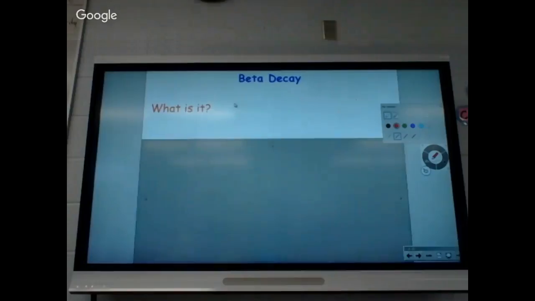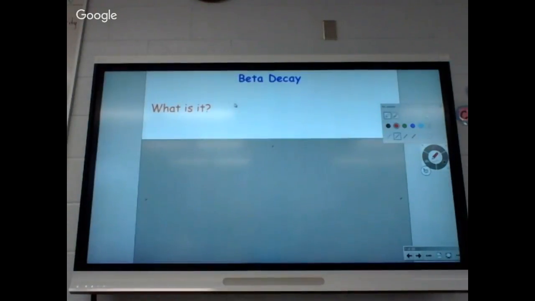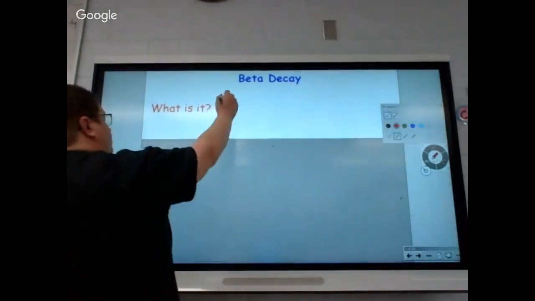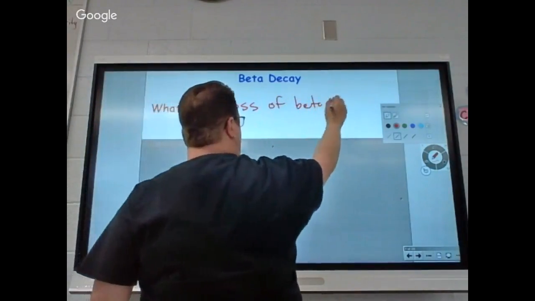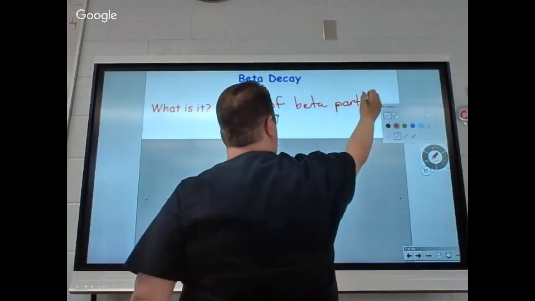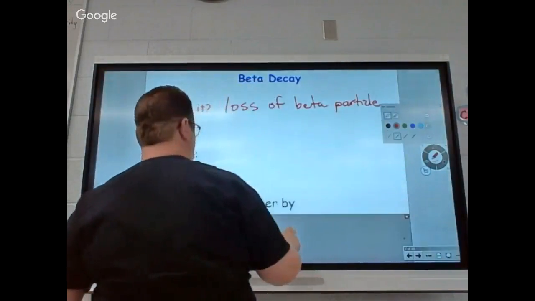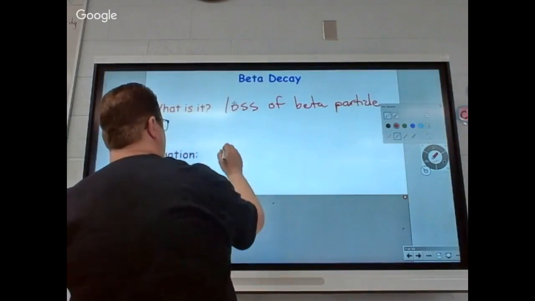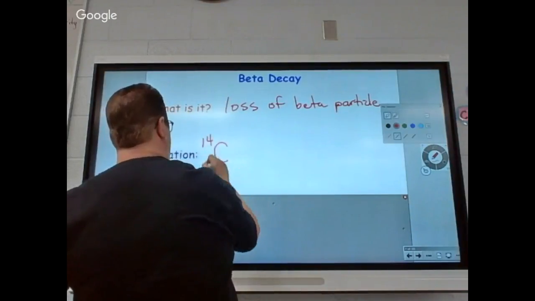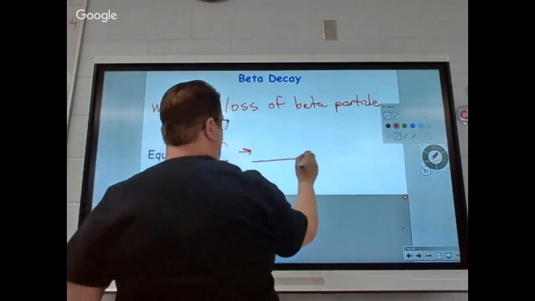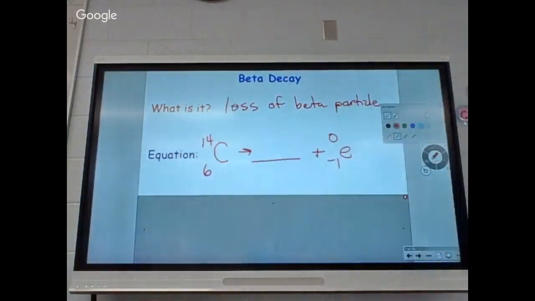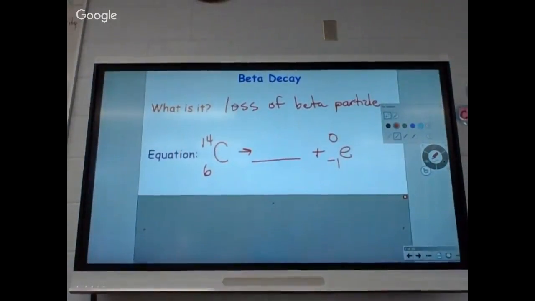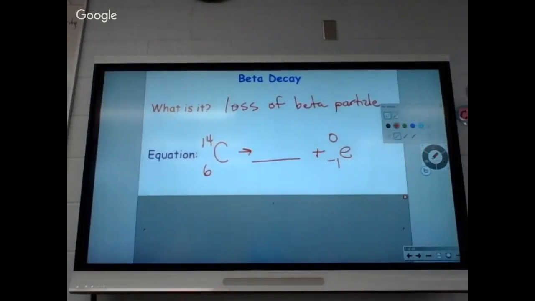All right, beta, if I change the definition, it's the loss of a what? All right, it's the loss of an electron, or we can just say a beta particle, because beta is an electron. All right, so the equation. Let's say it's a C with a 14 and a 6 this time. Again, you want to be able to fill in the blank line.